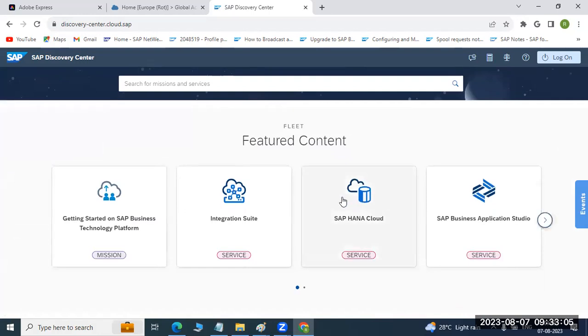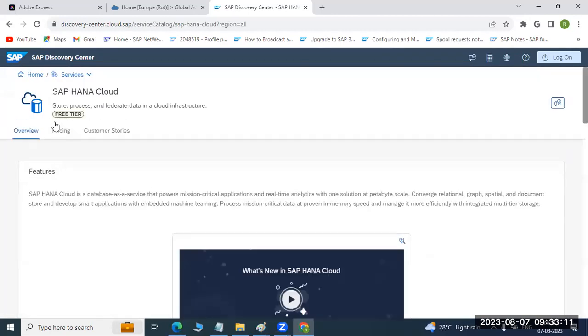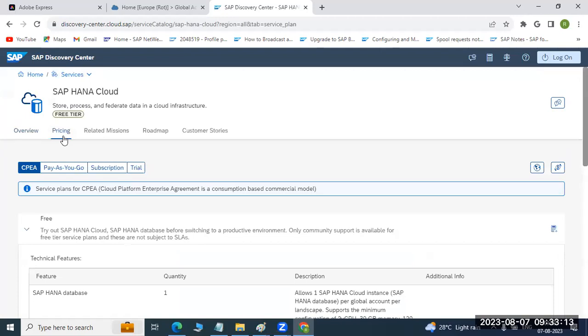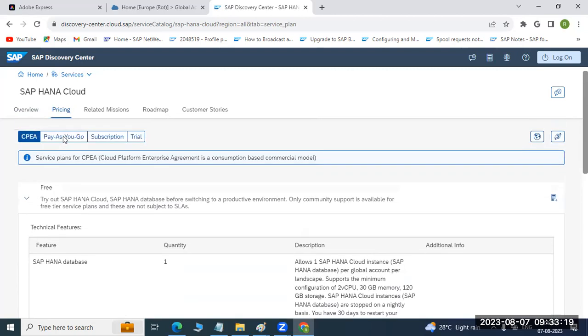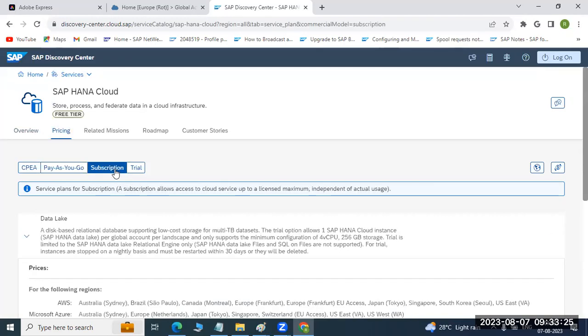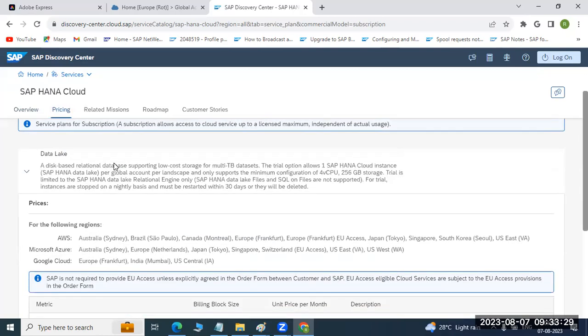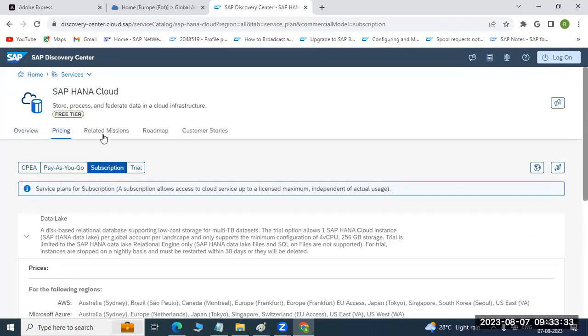The future integration suite, HANA Cloud. You can also deploy HANA Cloud in your services. As a free tier, only one HANA database is allowed here. Here you can go for the CPEA model, the pay as you go model, or the subscription-based model. Whatever model you want to use, you can use it for this one, right?